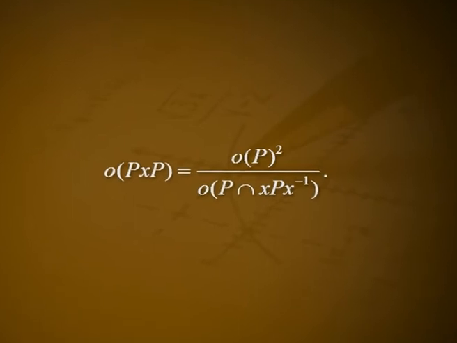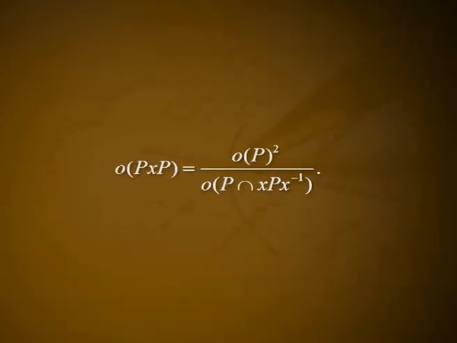We decompose G into double cosets of P and P. Thus, G is equal to the union of PxP. We now find the number of elements in PxP. By lemma 3, we know that the order of PxP is equal to the order of P squared divided by the order of P intersection xPx inverse. Thus, if P intersection xPx inverse is not equal to P, then p raised to n plus 1 divides the order of PxP, where p raised to n is equal to the order of P. This is equivalent to saying that if x does not belong to the normalizer of P, then p raised to n plus 1 divides the order of PxP.